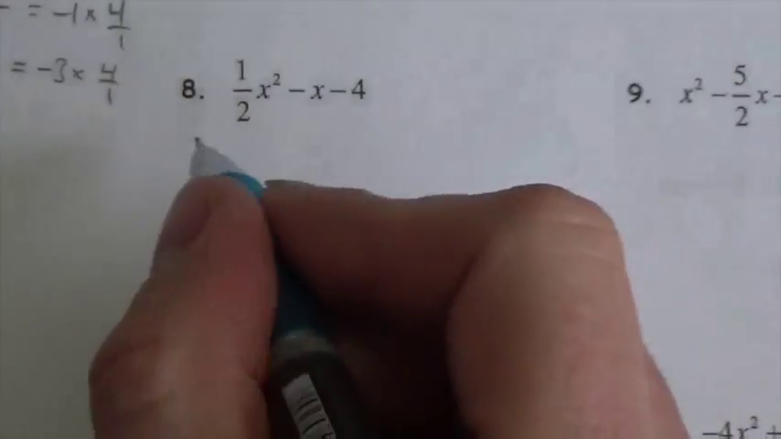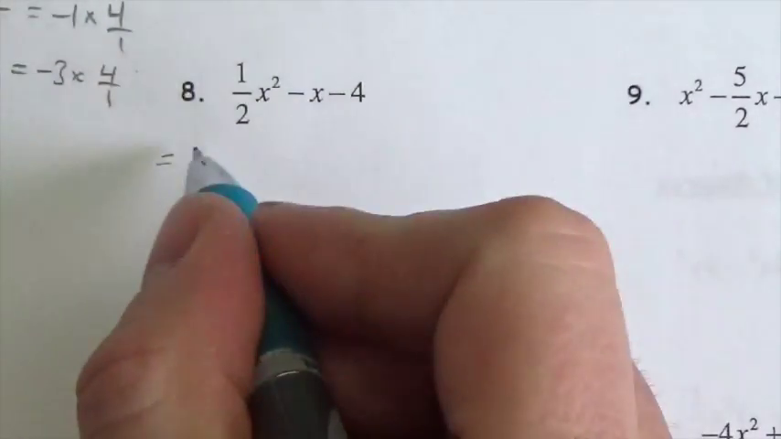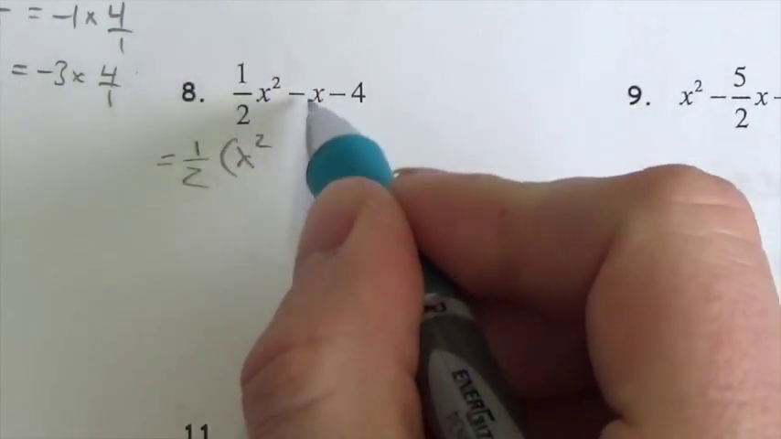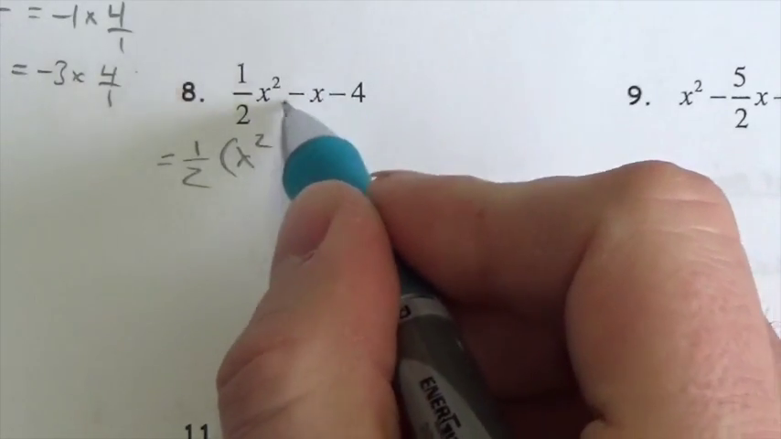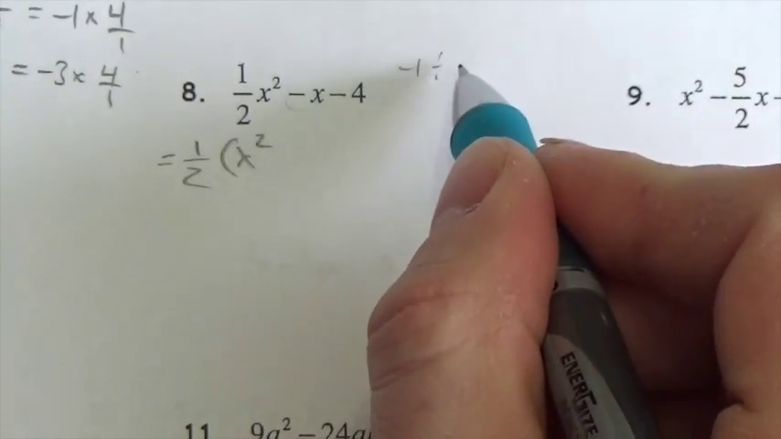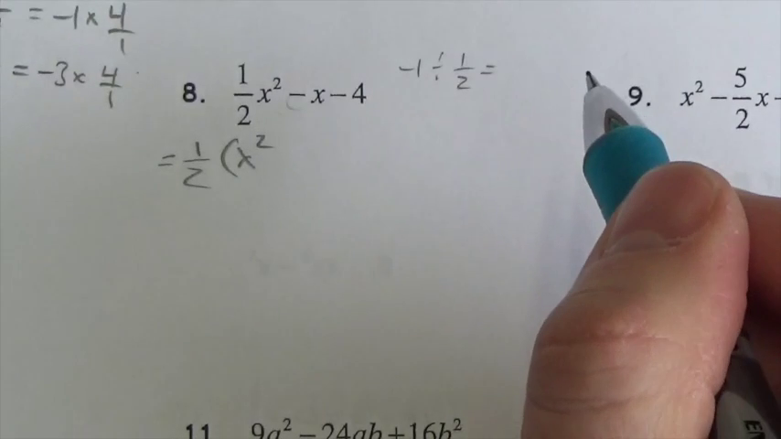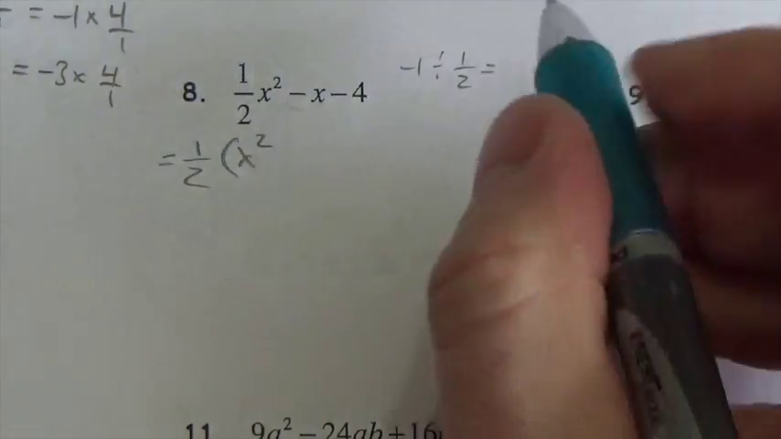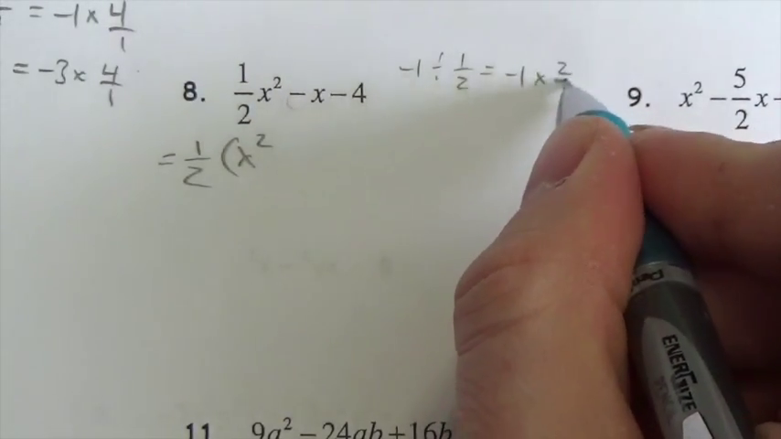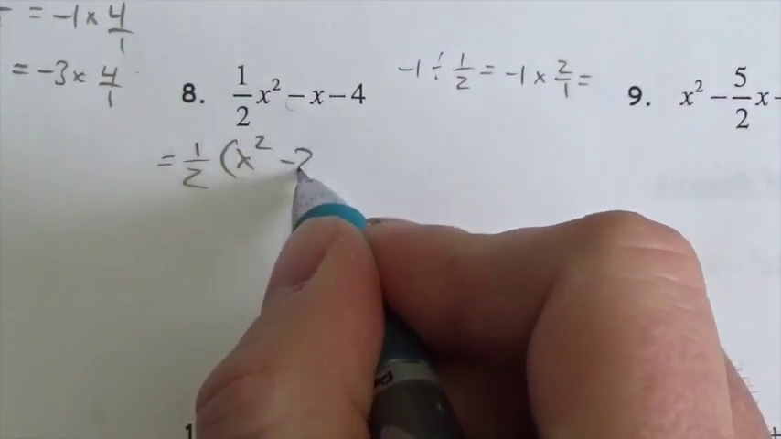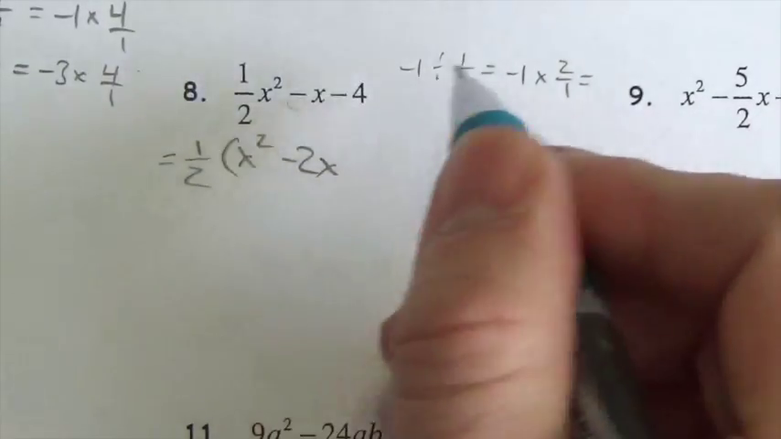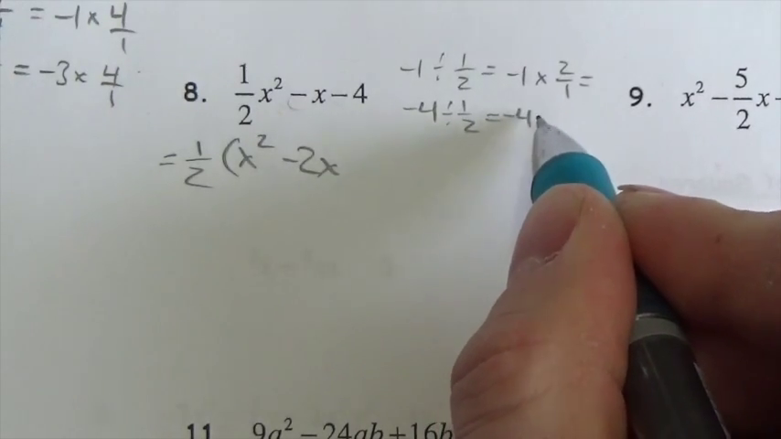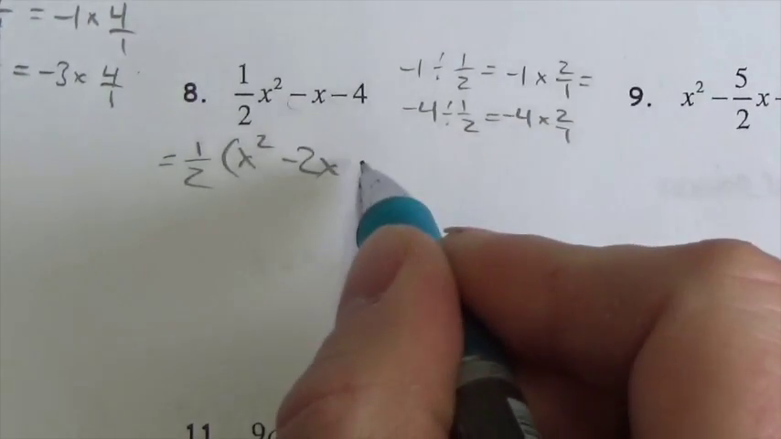Okay, another question with a fraction. This time I'm going to divide out the 1/2 x squared. The coefficient of the x here is negative 1, and I am going to divide out 1/2. I'm not dividing in half, I'm dividing by half. So that's negative 1 multiplied by the reciprocal, so we're going to get negative 2. And then my constant at the back here is negative 4. Again, I'm dividing by half, so negative 4 multiplied by the reciprocal, and I'm going to get negative 8 back there.